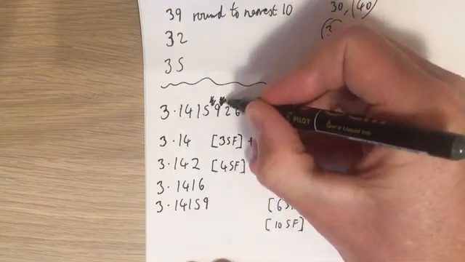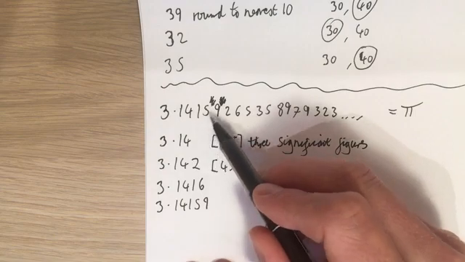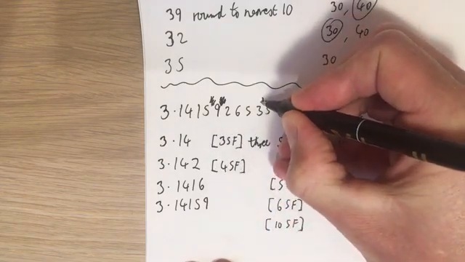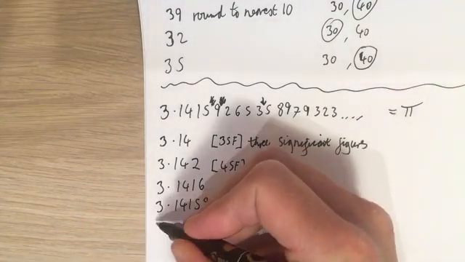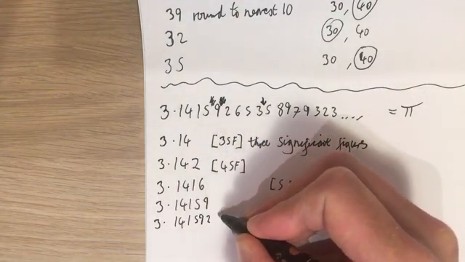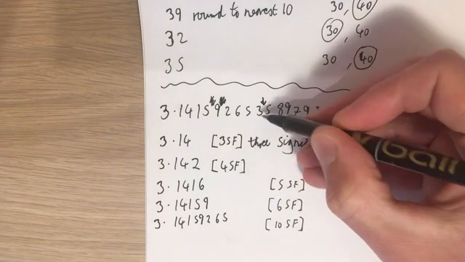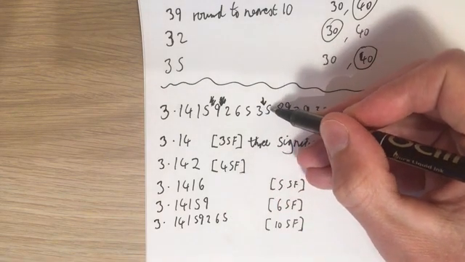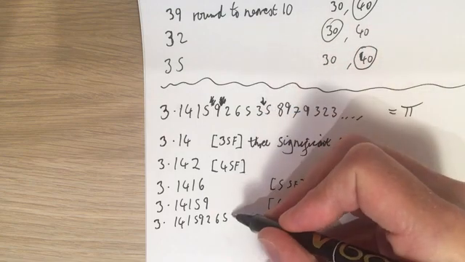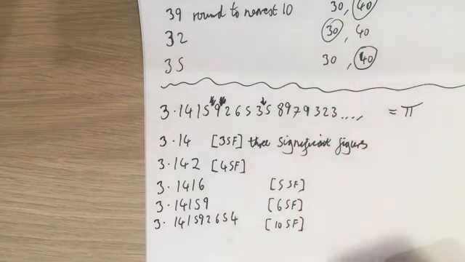10 significant figures. 1, 2, 3, 4, 5, 6, 7, 8, 9, 10. So that ends here. So I'm going to have 3.1415926, and I'm looking at this 3. It's affected by the number afterwards, which is a 5. 5 rounds up, so that 3 is going to actually be a 4 for the closest approximation that I can get to 10 significant figures.